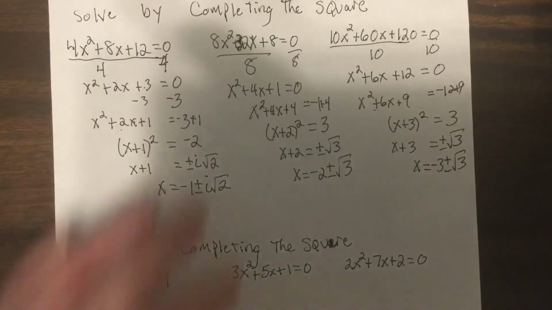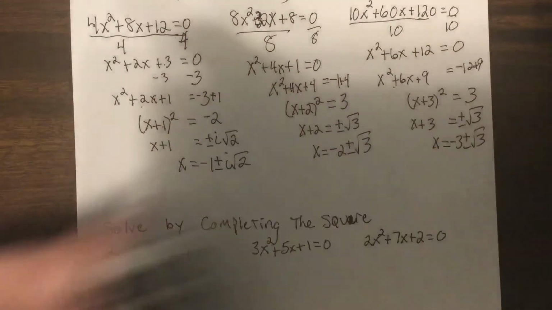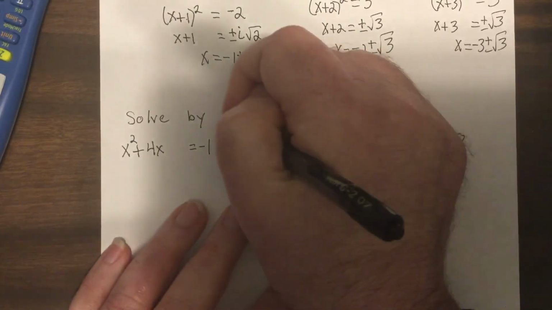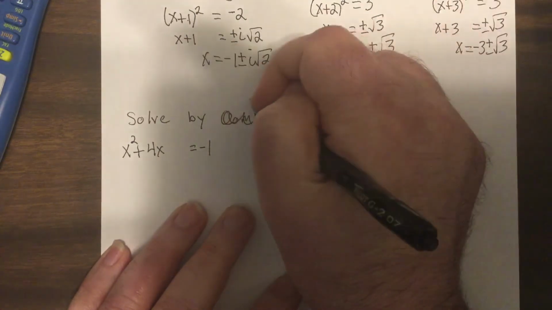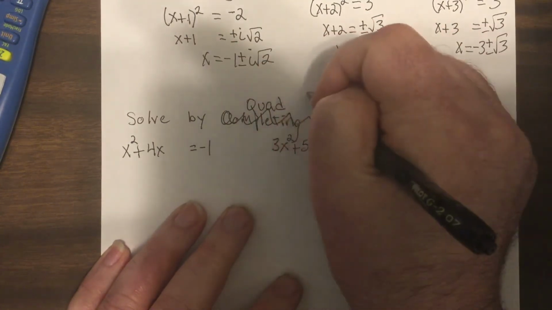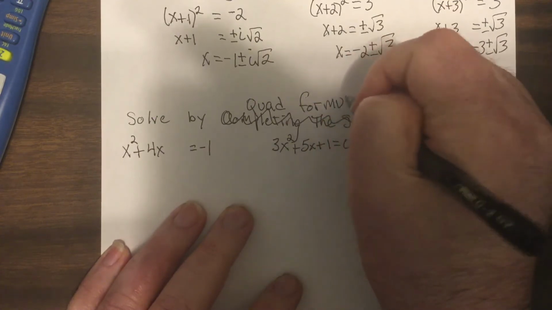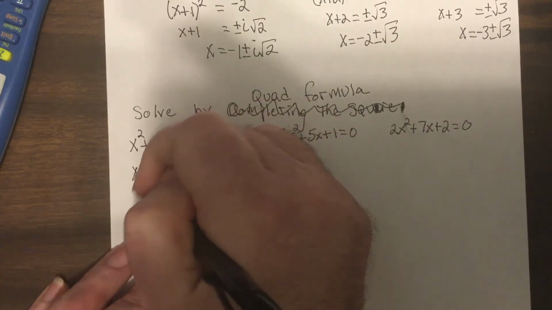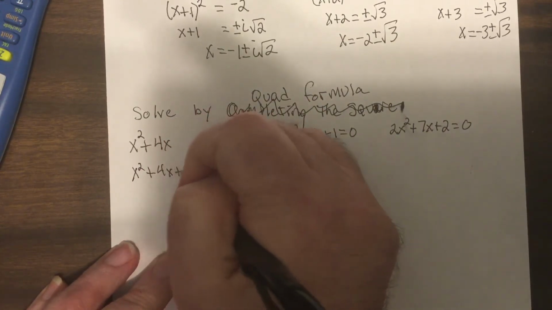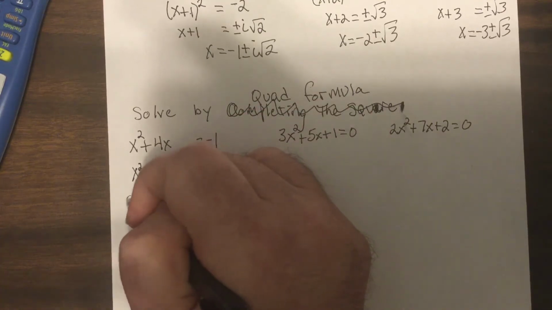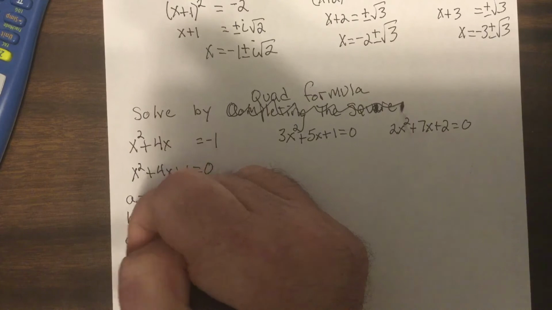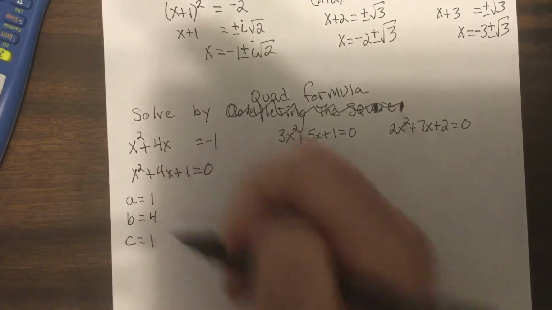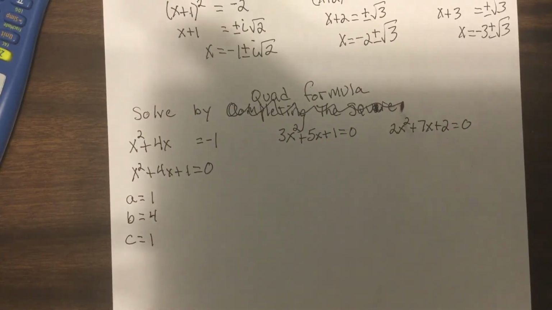Woohoo! Now again, another thing that's review that you should know by now, hopefully, is solving by the quadratic formula. So here we go. We're going to add 1 to both sides. So x squared plus 4x plus 1 equals 0. Now some people will say actually put the a, b, c down. So a equals 1, b equals 4, c equals 1. Or if you want to just plug and chug, if you're okay, that's fine too.